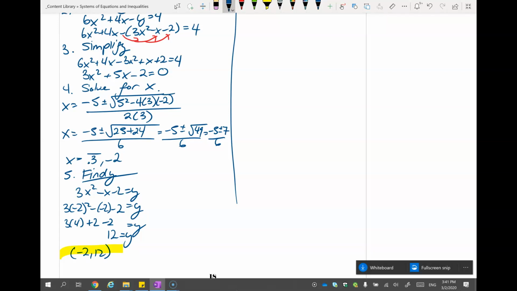And the other one, we're going to use 0.3 repeating. You can use your calculator to help you with this one because it is a decimal. So if you put this into your calculator, we are going to get -2. So therefore, we have another point at 0.3 repeating, -2.